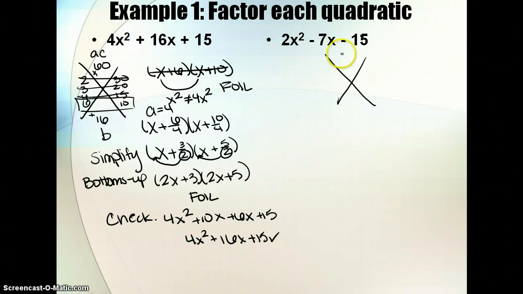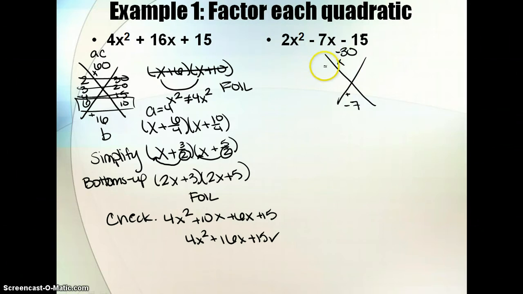2 times negative 15 is negative 30. Put the negative 7 on the bottom. Again, we want things that multiply to give you negative 30 and add to give you negative 7. That means that we will need one positive and one negative number. Since our addition needs to produce a negative, we know that the larger number is going to need to be negative to make that happen.